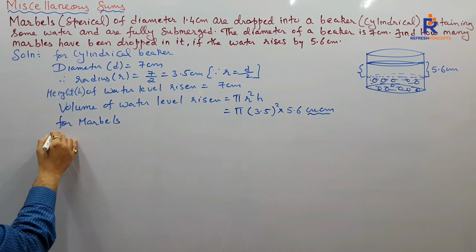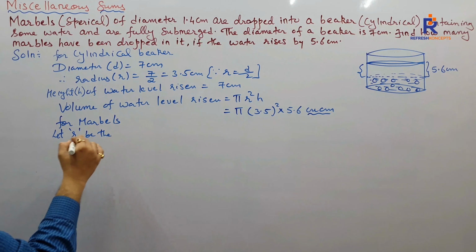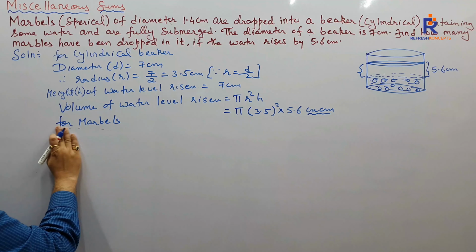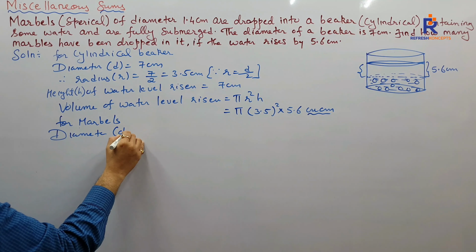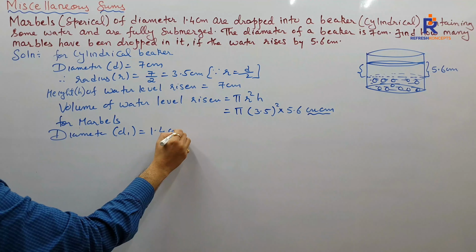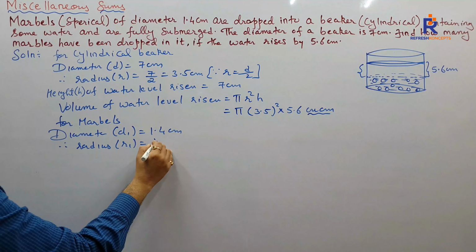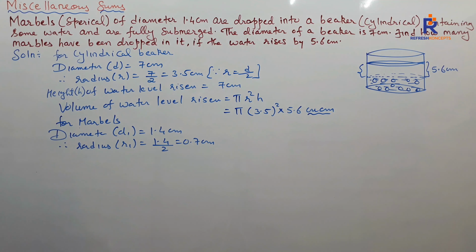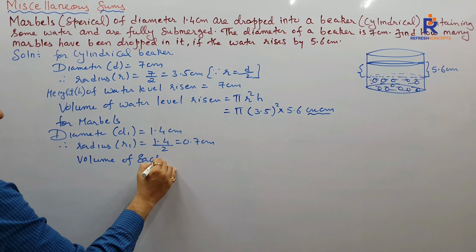For marbles, let R1 be the radius. Marbles of diameter, so we need to write down the diameter. The diameter is given to us. Diameter D1 is 1.4 centimeter. Therefore, radius R1 is 1.4 by 2, 0.7 centimeter. Right, children? What is the volume of each marble?